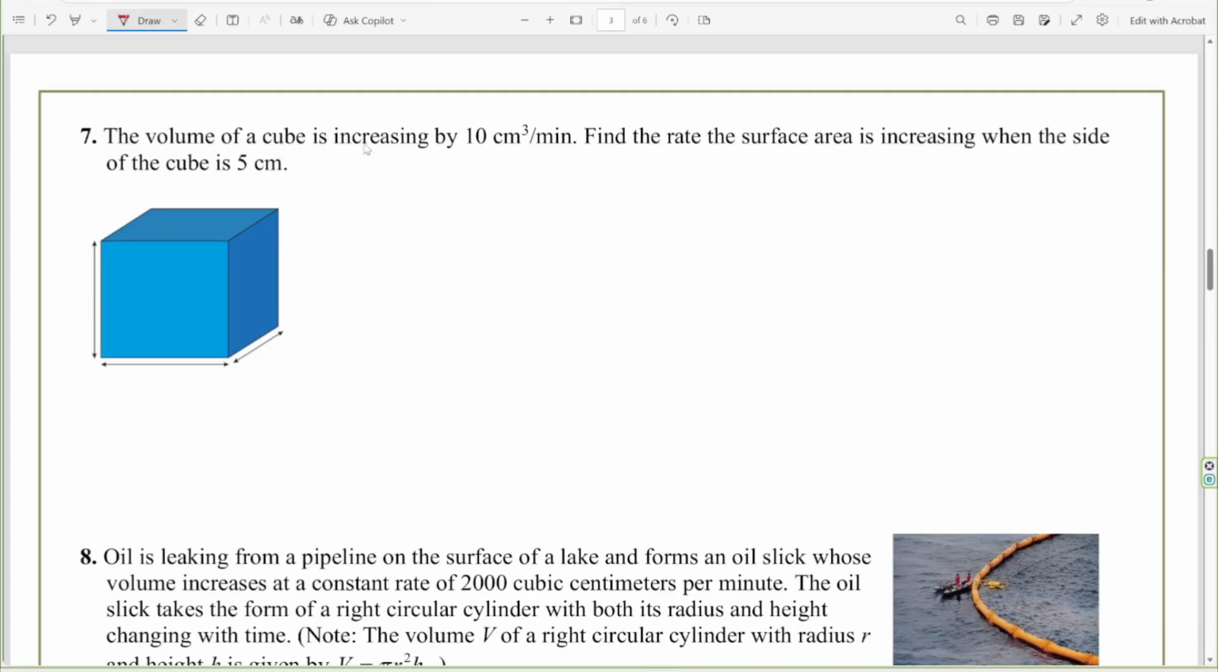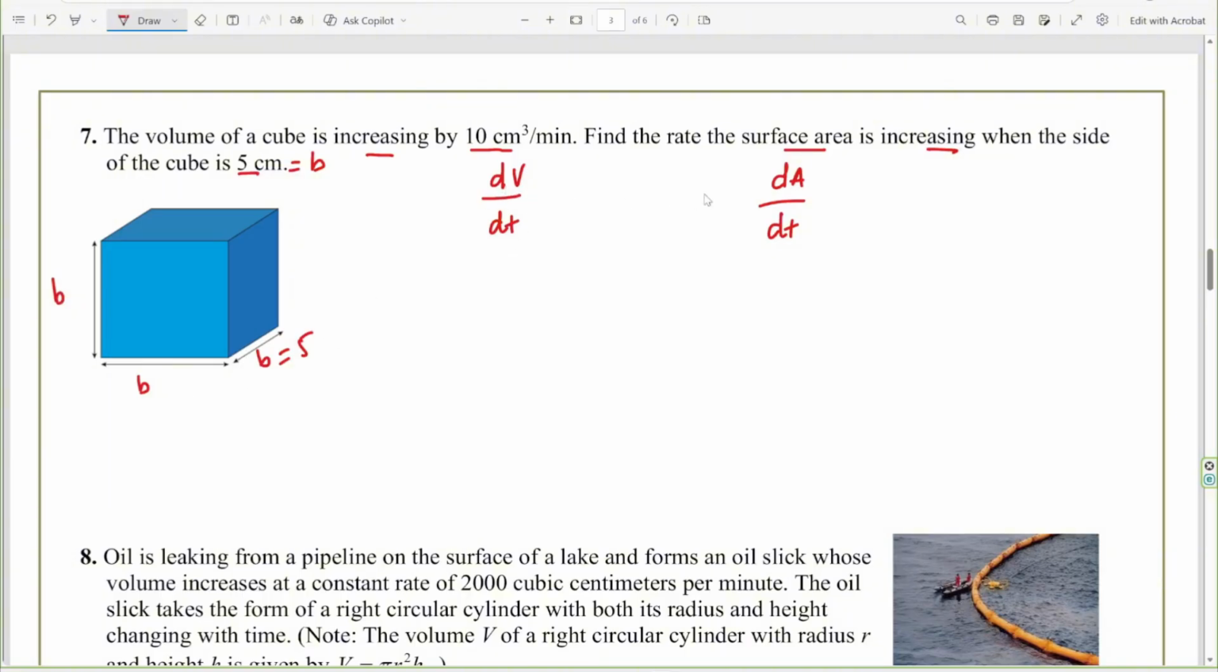The volume of a cube is increasing by 10 cubic centimeter per minute. So this one is dV over dt. Find the rate at which the surface area, which means dA over dt, is increasing when the size of the cube is 5 centimeter. So I call the size of the cube b, and b right here is 5.